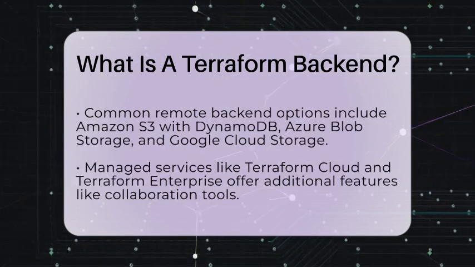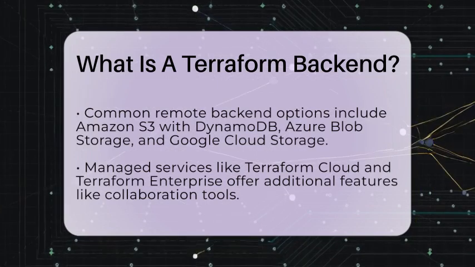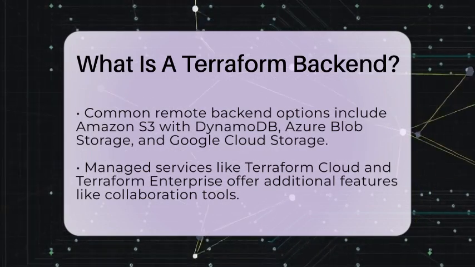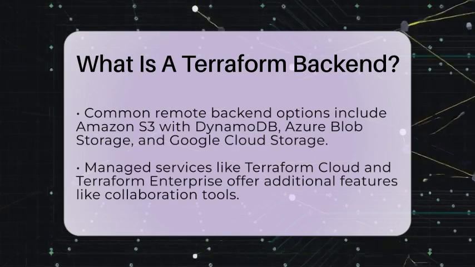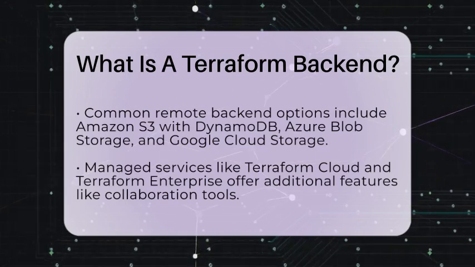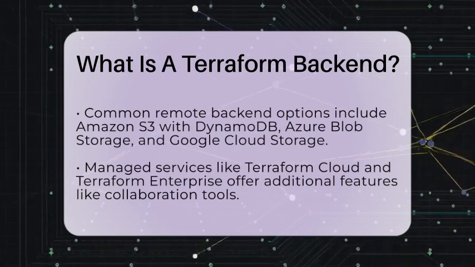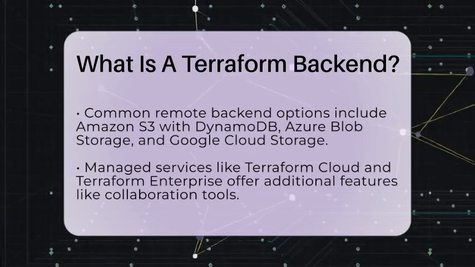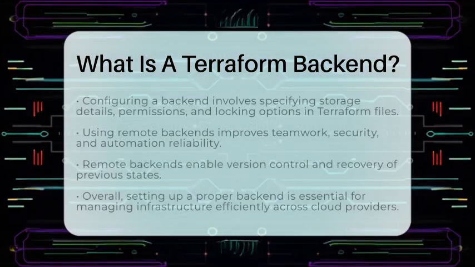Configuring a backend involves adding a backend block in your Terraform configuration files. You specify details like the storage location, access permissions, and locking options. For example, if you want to use Amazon S3, you specify the bucket name, the region, and the DynamoDB table for locking.